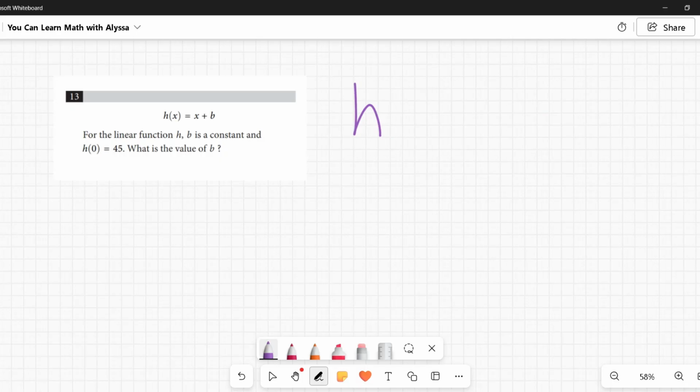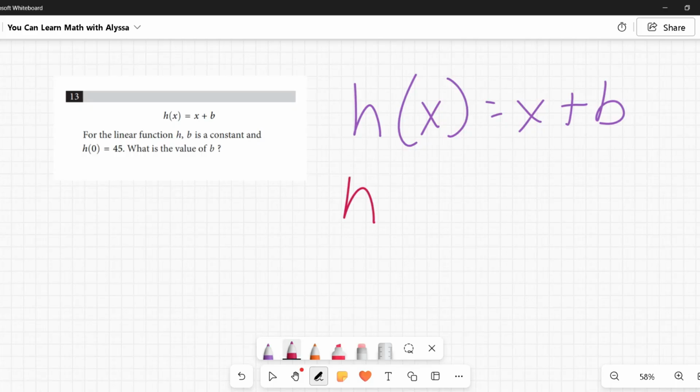So in this case, we have h of x equals x plus b. We're told that b is a constant. It means it's just a plain number. Just a plain old number. You know, it could be 5, 10, negative 100,000, whatever. It's just a number.